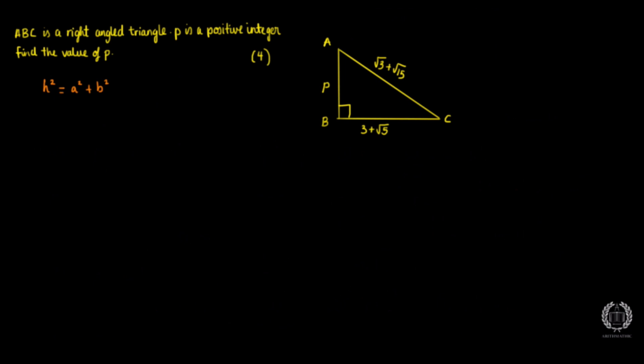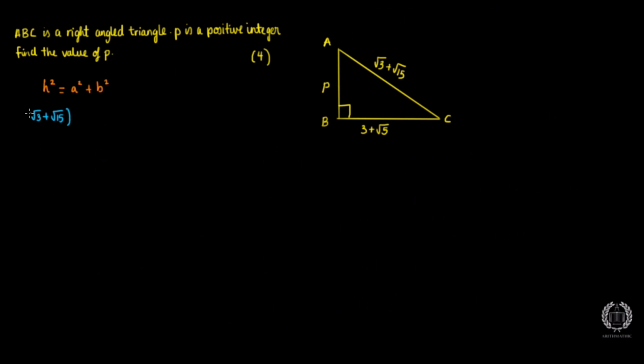So I'm going to use this formula to find my value of P. Now my hypotenuse is the longer side of this triangle. What is the longer side of this triangle? It's the length AC. So root 3 plus root 15 is going to be my hypotenuse. So I'm going to substitute that in here. So instead of saying h, I'm going to say root 3 plus root 15.